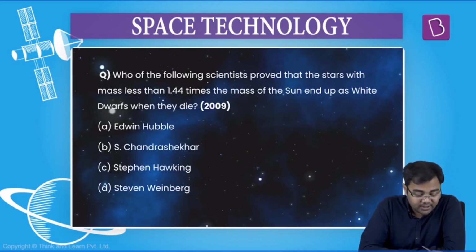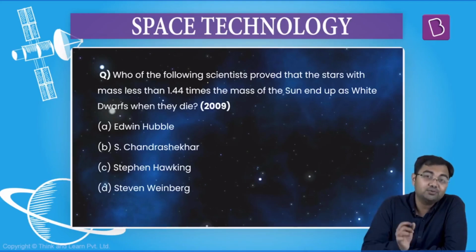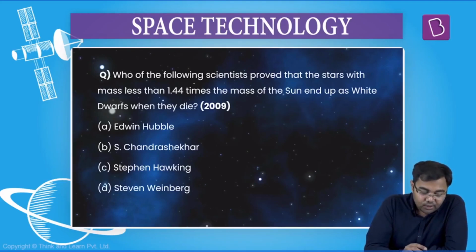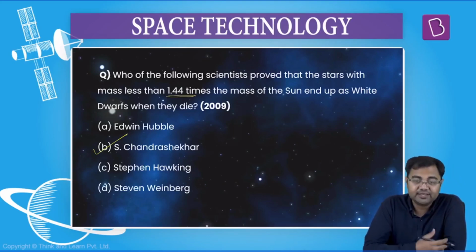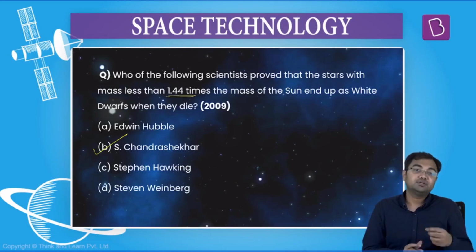Let's look at this particular question. This was asked back in the 2009 question paper. Which of the following scientists proved that the stars with mass less than 1.44 times the mass of the sun end up as white dwarfs when they die? So this is something that was given by S. Chandrasekhar, and that's why this number was called the Chandrasekhar limit.